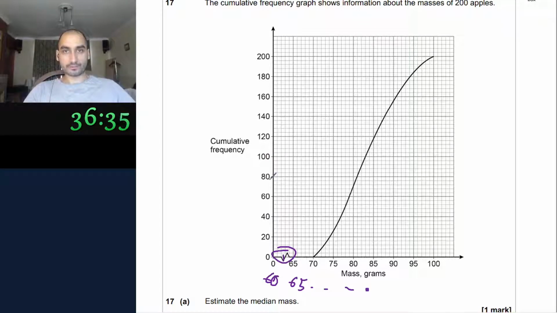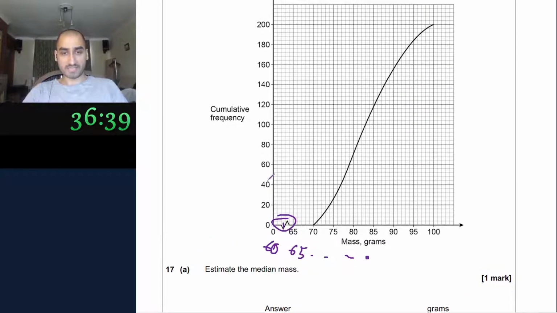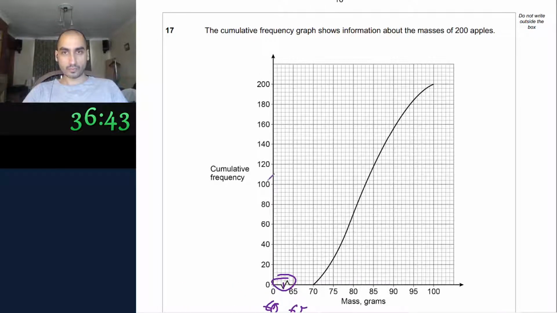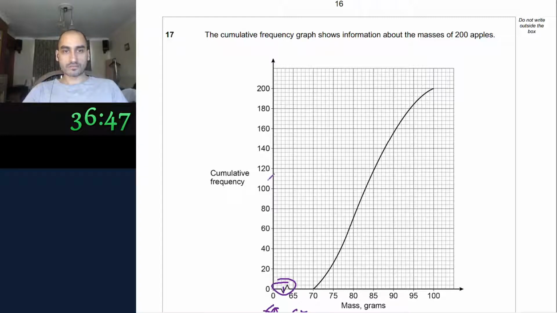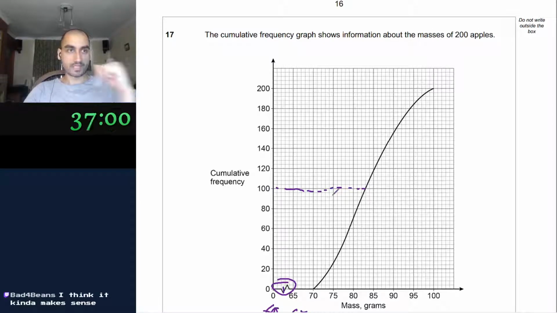Alright, so estimate the median mass. Cumulative frequency. So we want the 100th apple, basically. I think it kind of makes sense.